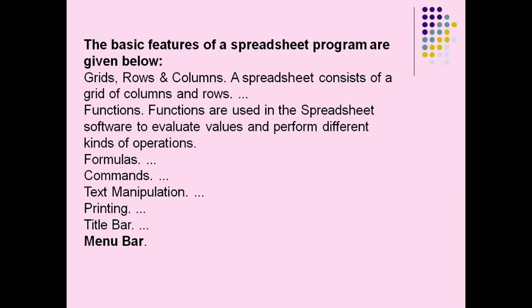So the features of spreadsheet software are grids, rows and columns. A spreadsheet consists of a grid of rows and columns. Next is functions. Functions are used in spreadsheet software to evaluate values and perform different kinds of operations. Next feature is formulas. Next one is commands. Next is text manipulation. Next one is printing. Next one is title bar and menu bar. So these are the features of spreadsheet programs.